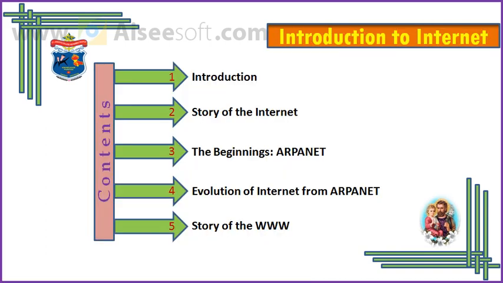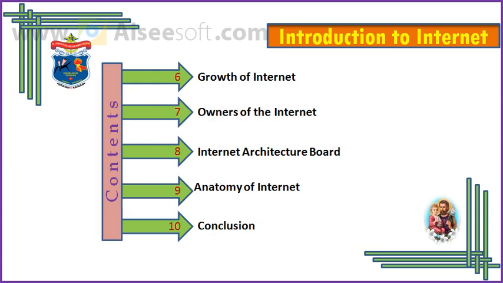The contents of the internet. First one, introduction. Second one, story of the internet. Third one, the beginnings of ARPANET. Fourth one, evolution of the internet from ARPANET. Fifth one, story of the WWW. Sixth one, growth of the internet. Seventh one, owners of the internet. Eighth one, Internet Architecture Board. Ninth one, anatomy of the internet. Tenth one, conclusion.